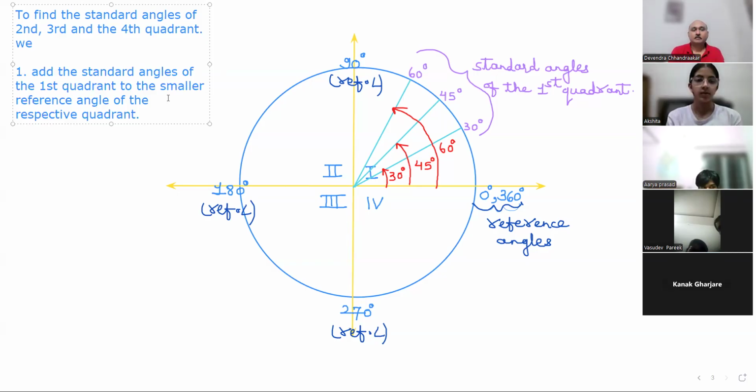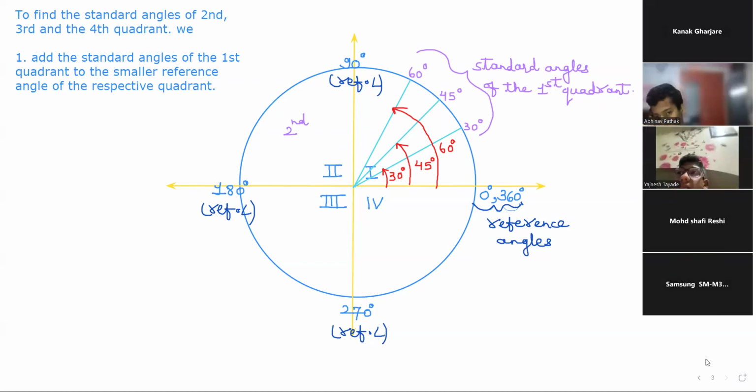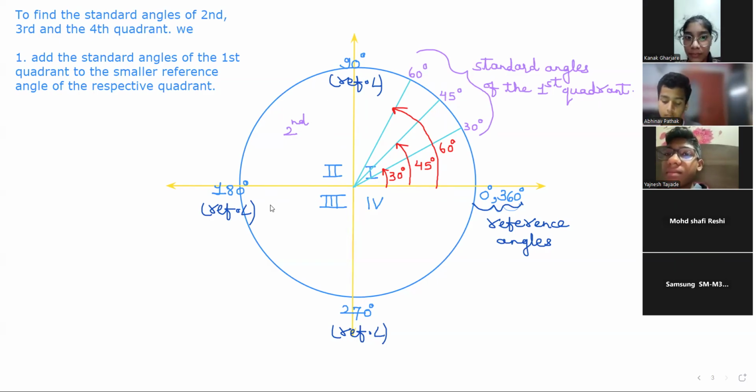इसका मतलब क्या हुआ? Suppose I want to find standard angles of, say, the second quadrant. So I want to find standard angles for this quadrant. Yajnesh, tell me which are the reference angles for this quadrant. Yes, sir. इस quadrant के reference angles कौन से हैं बेटा? 90 and 180. Okay. Now, which is the smaller reference angle, Yajnesh?